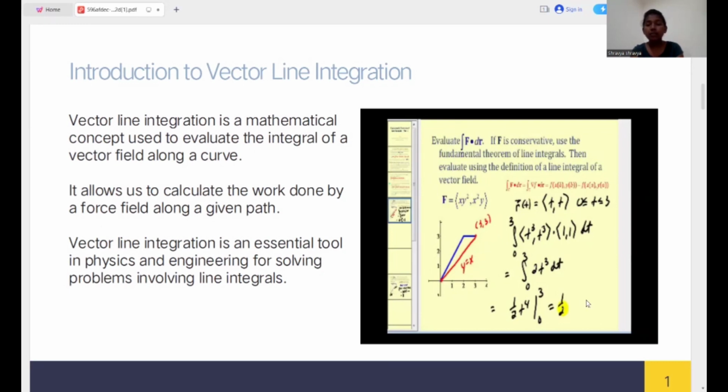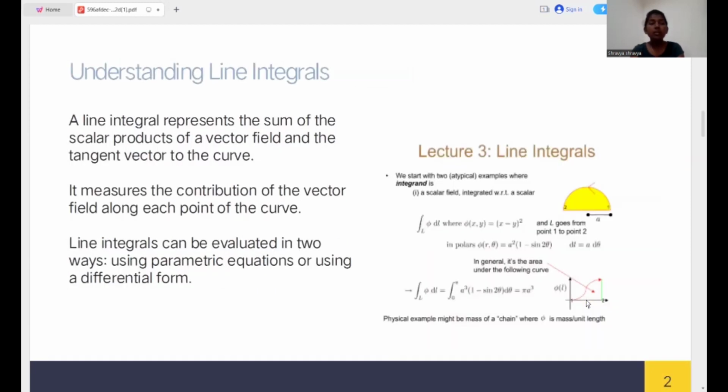That is, if f is conservative, use the fundamental theorem of line integrals. Then evaluate using the definition of a line integral of a vector field. When coming to understanding line integrals, a line integral represents the sum of the scalar products of a vector field and the tangent vector to the curve. It measures the contribution of the vector field along each point of the curve.